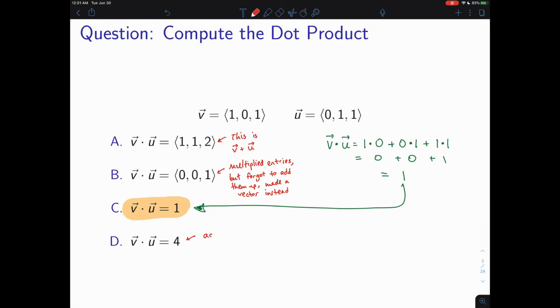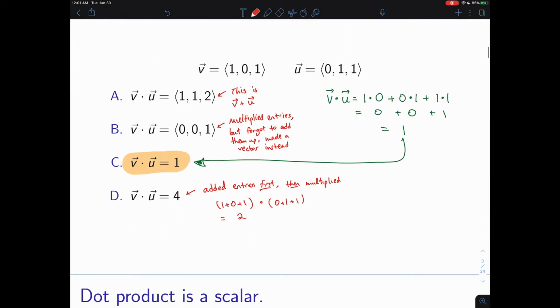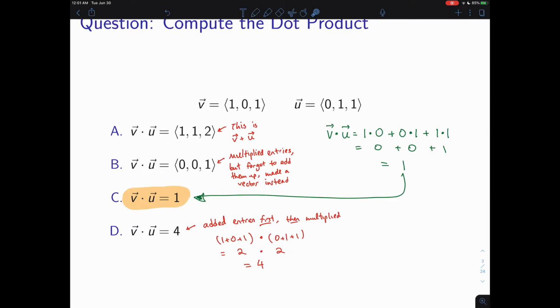And the other wrong answer is just wrong. I think one way you could get it is they added the entries first and then multiplied, like 1 plus 0 plus 1, adding the v entries, and 0 plus 1 plus 1, adding the u entries, and then multiplying those, you would get 2 times 2. It would be 4. Yeah, don't do that. You gotta multiply them first and then add up those results.